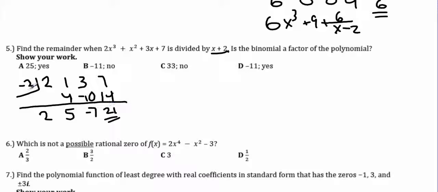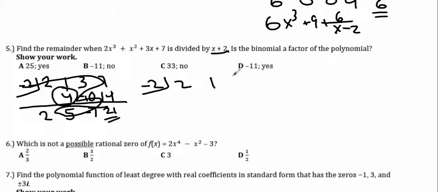Which I did. Okay, sorry about that. I made a small mistake right here with this 4. So let me go ahead and set it up again. So I have negative 2, 2, 1, 3, 7. All right, bring down the 2. Negative 2 times 2 is negative 4. 1 plus negative 4 is negative 3. That's where I messed up on the last one.